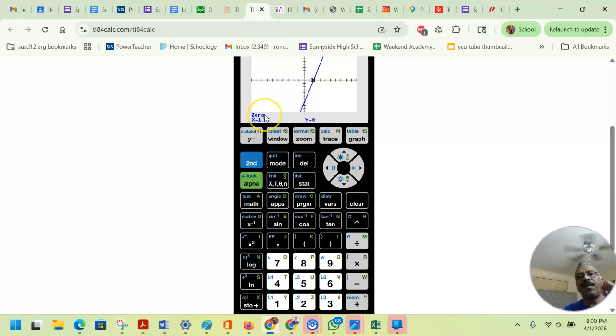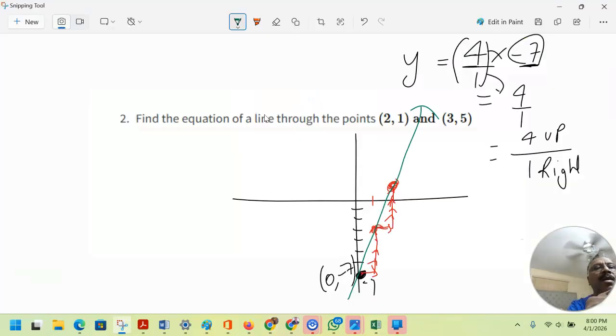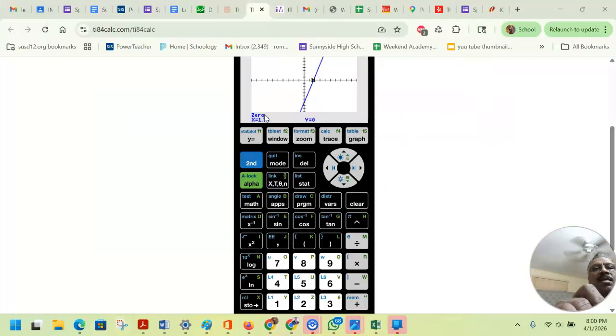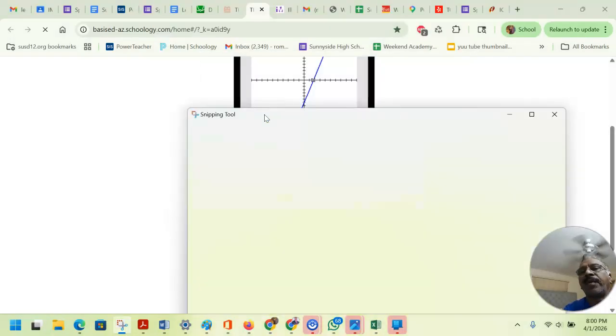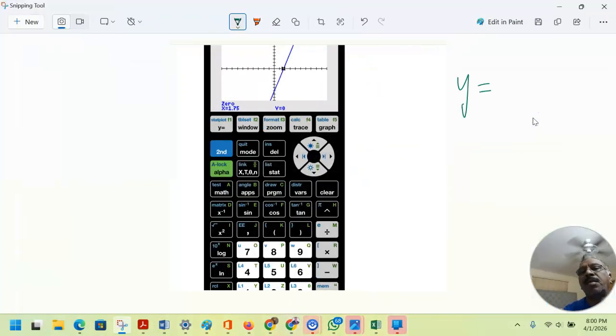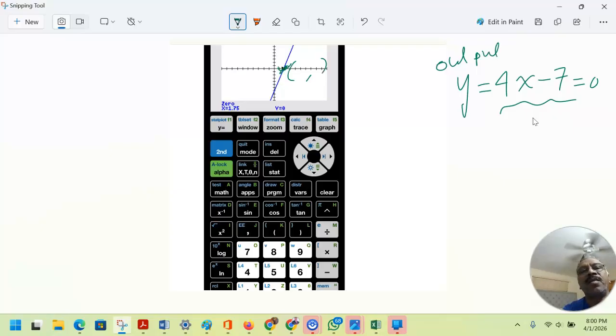What does zero basically mean? If you really want to understand the concept of the zero, the equation was y equals 4x minus 7, right? So we want to know when the output y is going to be 0, and what x should be. That's why we solve this.